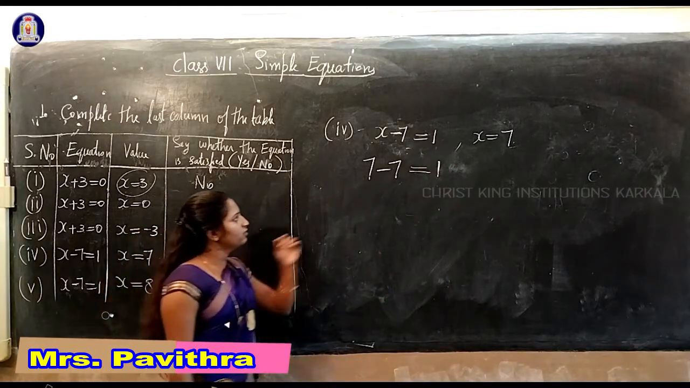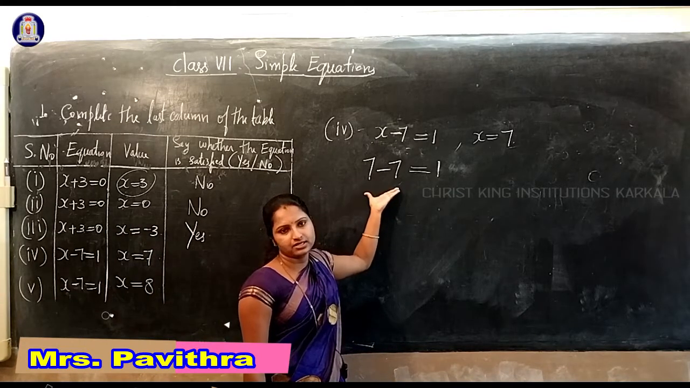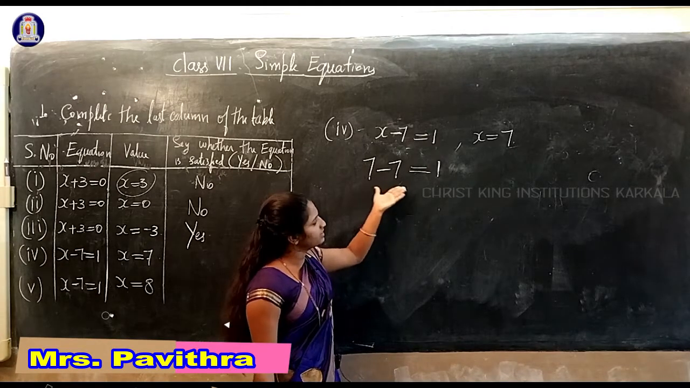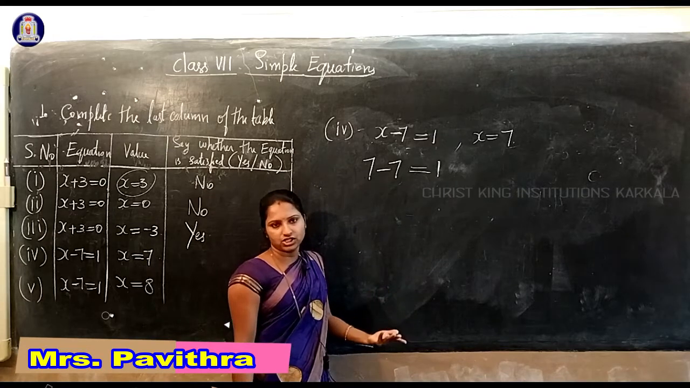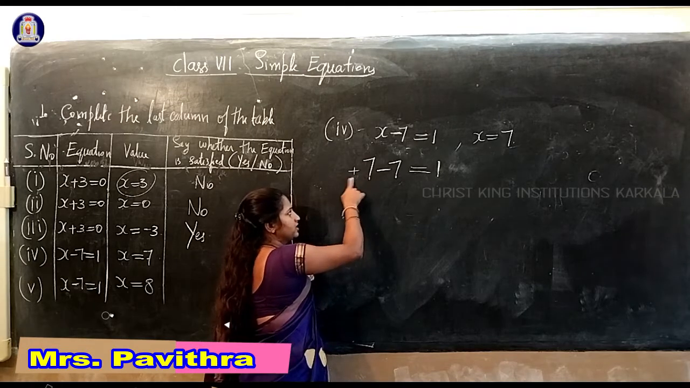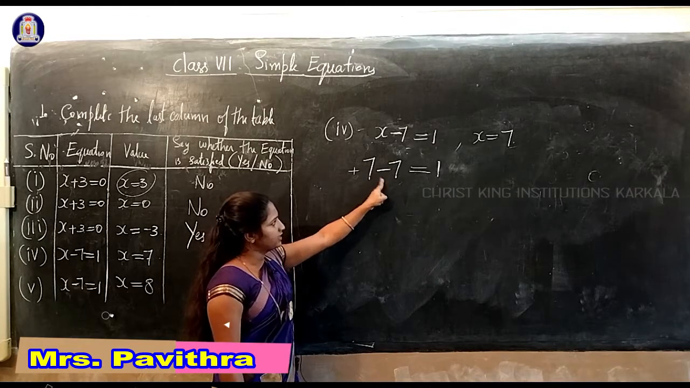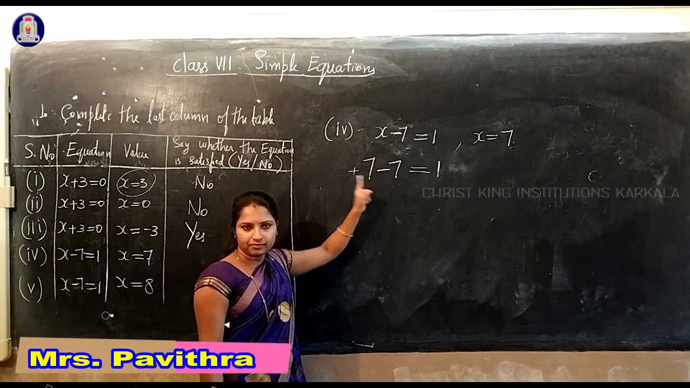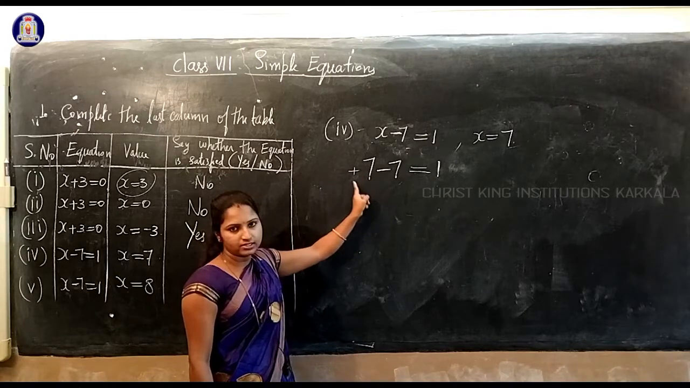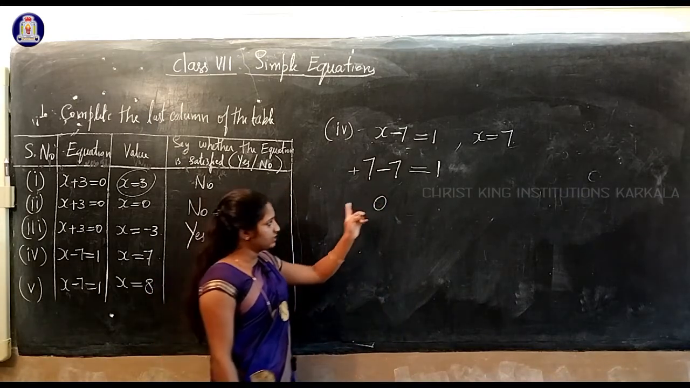Clear? So now simplify the left hand side. The left hand side is here plus 7 and minus 7. You know, plus and minus is a different sign, right? Different sign means subtraction, same sign means addition, correct? Here the sign of 7 is not mentioned, but we have to consider the sign as plus. So plus and minus, different sign, subtraction. So 7 minus 7 is 0. Is it correct? Yes, 7 minus 7 is 0.